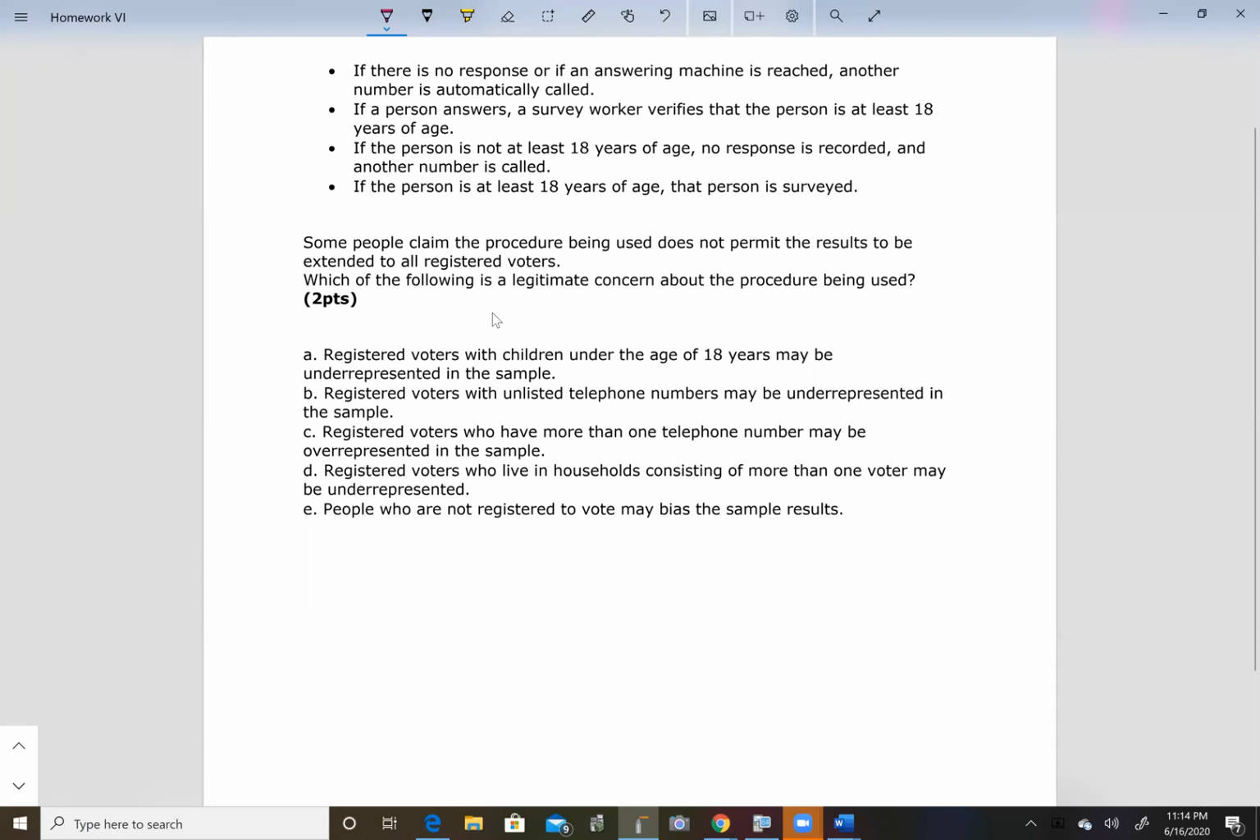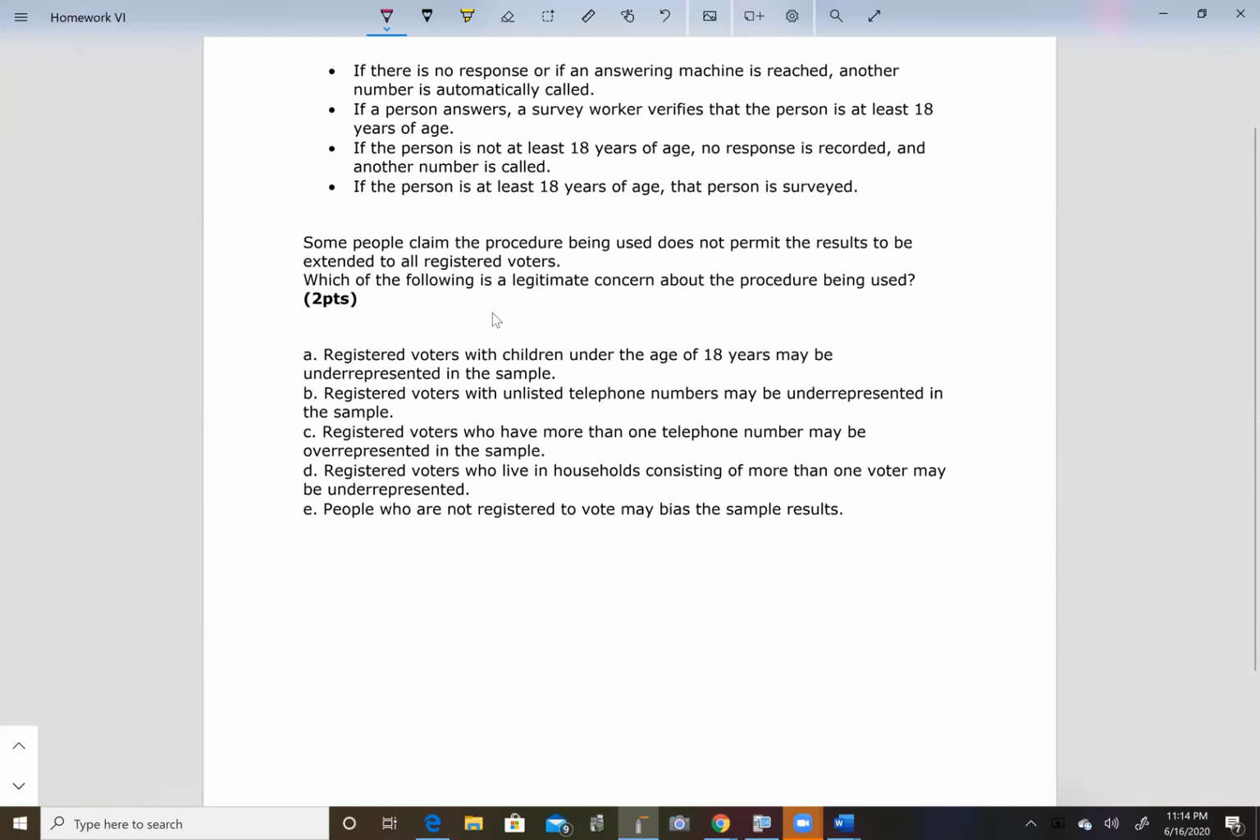Some people claim the procedure being used does not permit the results to be extended to all registered voters. Which of the following is a legitimate concern about the procedures being used? Well, once you start reading these, you're like, yeah, that makes sense, that makes sense. Registered voters with children under 18 years of age may be underrepresented in the sample because they just hung up on them if the child answered. That makes sense. Registered voters with unlisted telephone numbers may be underrepresented. Registered voters who have more than one telephone number, registered voters who live in households. And all of those make sense, but remember, what's the bigger issue here?